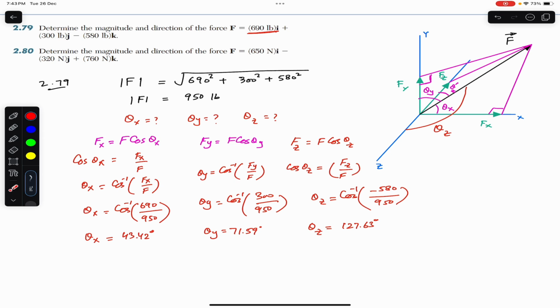And similarly, using the same method, we can find the magnitude by applying this equation, and then considering these three equations, we can find the direction of this given force. So this is the solution of this particular problem.